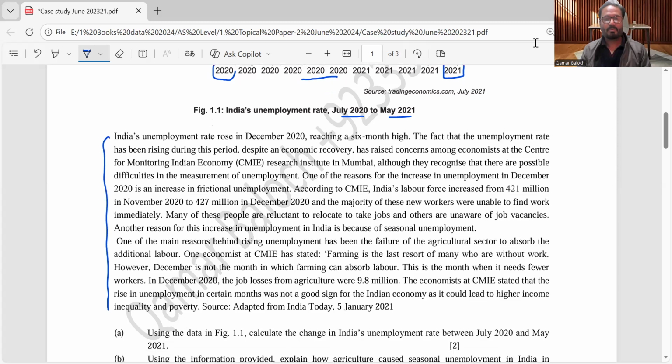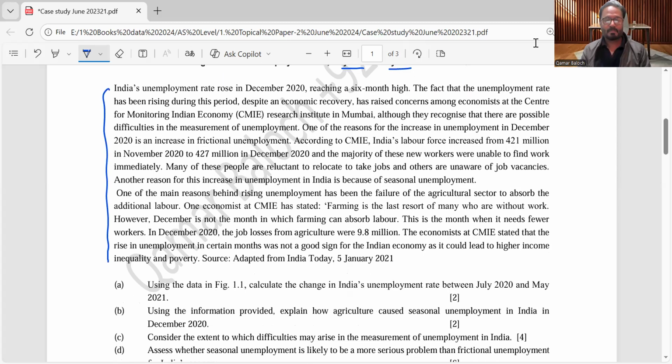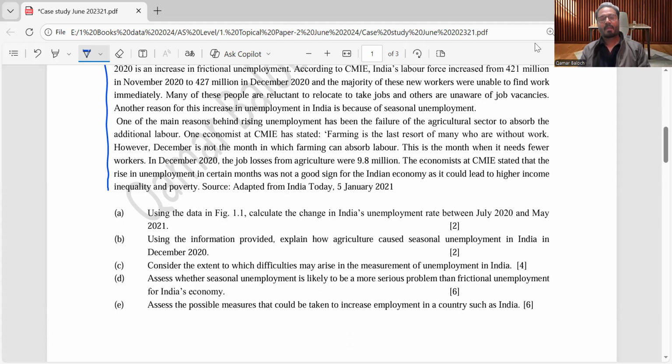Now I'm moving to the questions part. These are the questions, and I'll discuss each question one by one so that you understand how to answer them. The first question is: using the data in Figure 1.1, calculate the change in India's unemployment rate between July 2020 and May 2021. These are the two dates: one is July 2020 and the other is May 2021. So you have to find the change in unemployment rate.